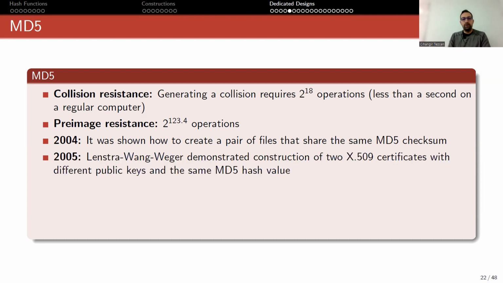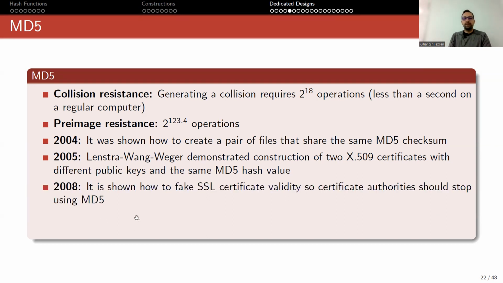Okay. In 2005, Lenstra, Wang, and de Weger demonstrated construction of two X.509 certificates with different public keys and the same MD5 hash value. As you can see, this would cause a problem. Two different public keys having the same hash value. Similarly, in 2008, it is shown how to fake SSL certificate validity, again by using this collision. So certificate authorities should stop using MD5 since 2008.